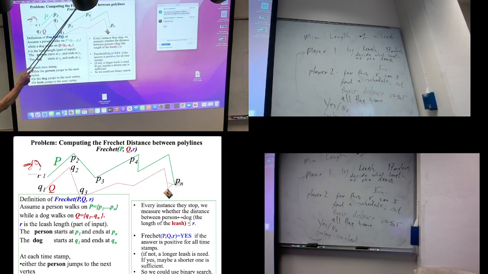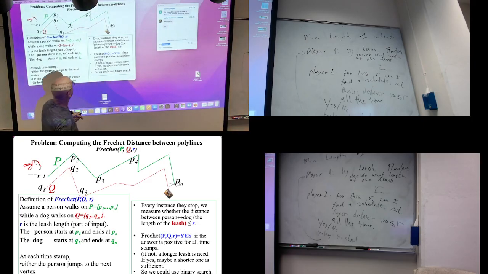So, the Frechet problem, the algorithm that we are going to discuss, takes a polygonal path P, another polygonal path Q, and this value R, a target length of the leash. Player 1 tells it what is the R that you will try.